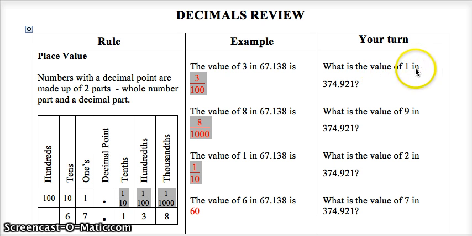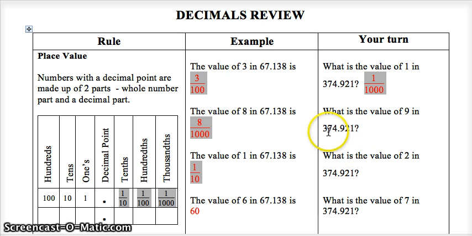What is the value of 1 in this number, 374.921? Now, I can write that number over here, or we can just look at each of the columns. So we've got 374, that's the whole number part. Then we've got the decimal point. The first column is the tenths, then the hundredths, then the thousandths. So because 1 is in the thousandths column, the value of 1 is 1,000th, like it's 1 over 1,000. So it's 1 in the thousandths column.